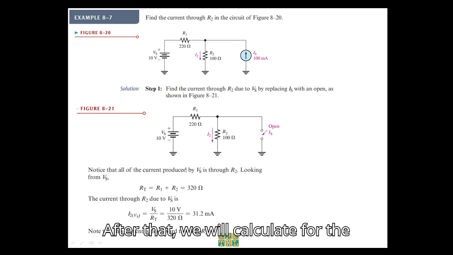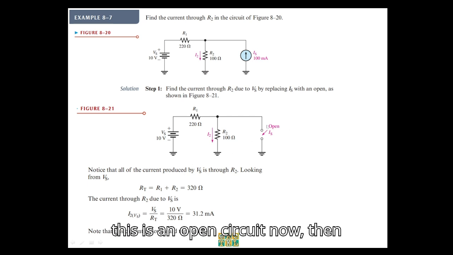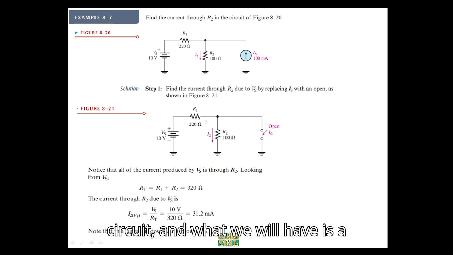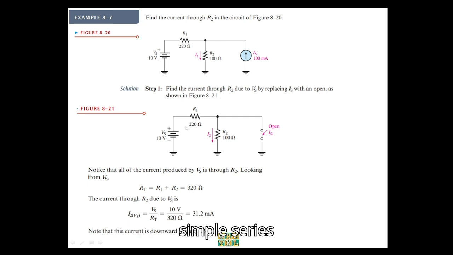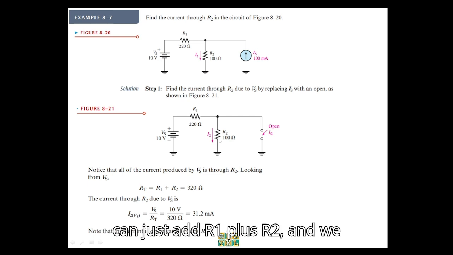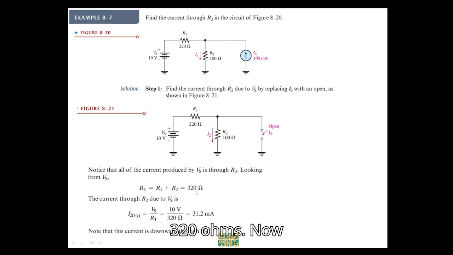After that, we will calculate the total resistance. Since this is an open circuit now, this wire will no longer exist in the circuit, and what we will have is a simple series circuit of two resistors. Therefore, we can just add R1 plus R2 and we will get a total of 220 plus 100, 320 ohms.